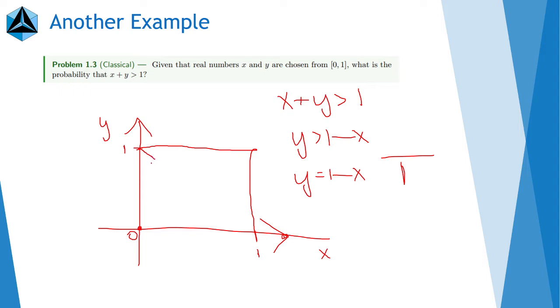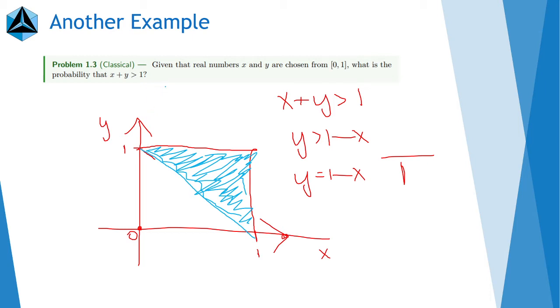Let me use a different color. It's going to be this line over here, and I'm going to shade it in. This is going to be the part where x plus y is greater than 1, because this is the side of the line where x plus y is greater than 1 in terms of graphing inequalities. If you're not too comfortable with graphing inequalities, you can find some good resources online on how to do that.